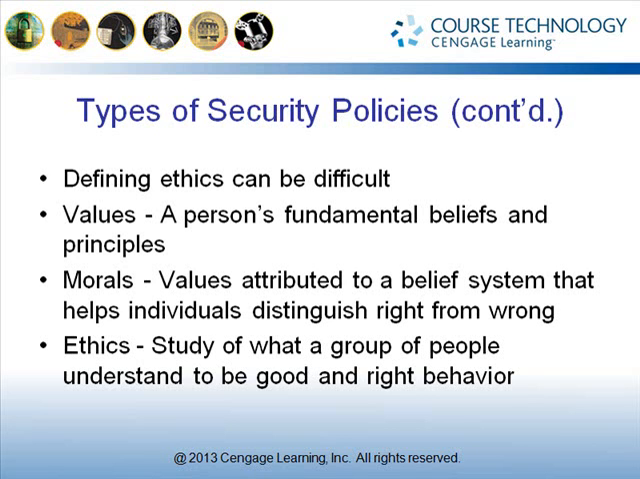So where does that leave us with ethics? We may define ethics as a study of what a group of individuals understand to be good and right behavior, and how individuals make these judgments. When people act in ways consistent with their moral values, they're said to be acting ethically. So ethics inform people how to act in ways that meet the standards that are set for themselves according to their values.